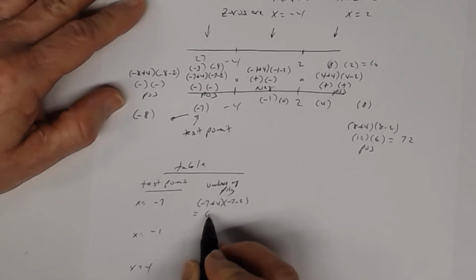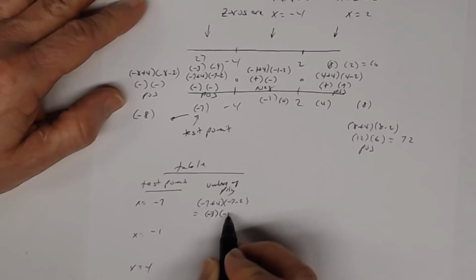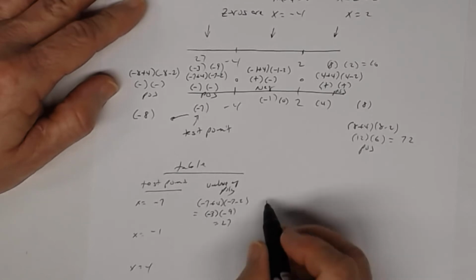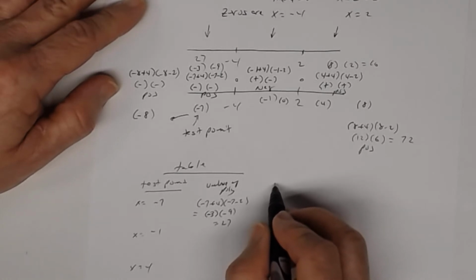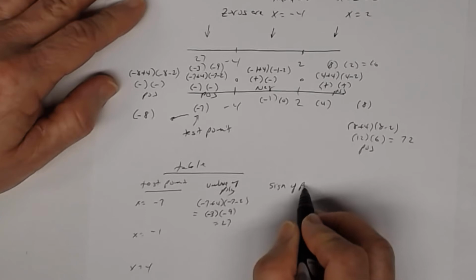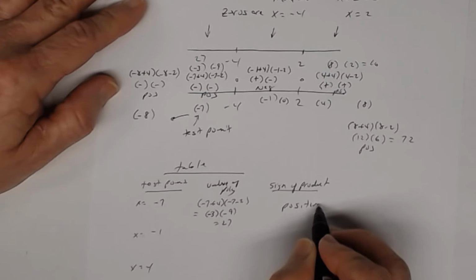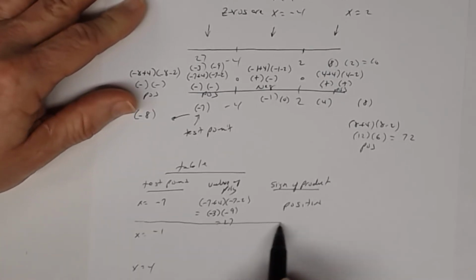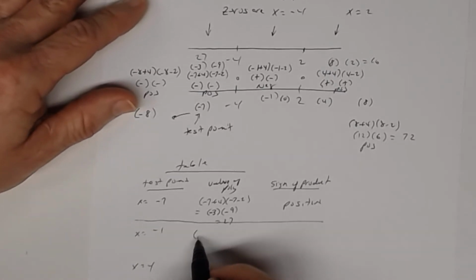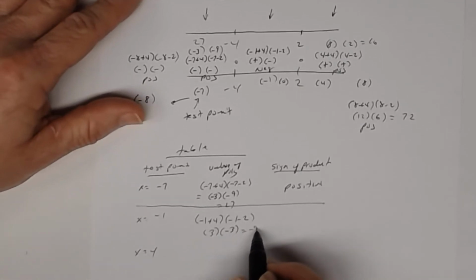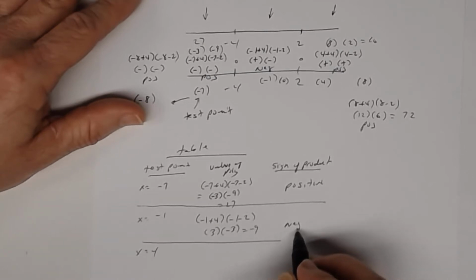So that's going to equal -3 times -9, which is a +27. So the sign of the product is positive. Then for x equal -1, do the same thing. You're going to say -1 plus 4 times -1 minus 2. -1 plus 4 is 3. 3 times -1 minus 2 is a -3. So I get a -9. So that product is negative.